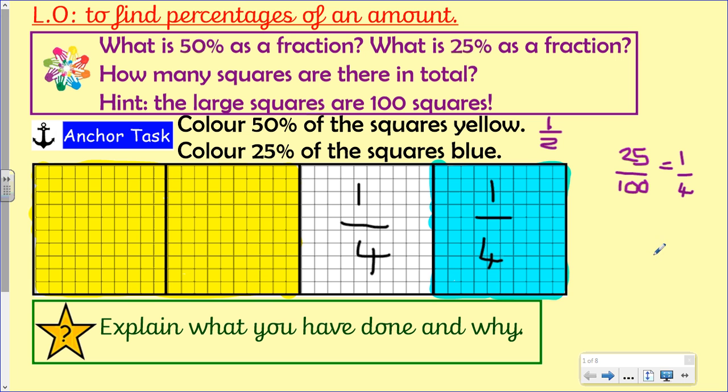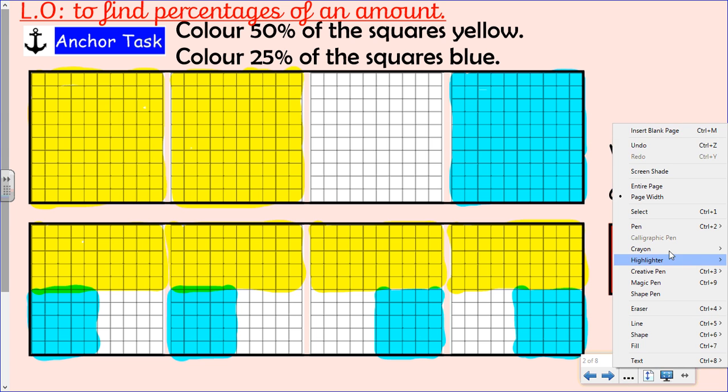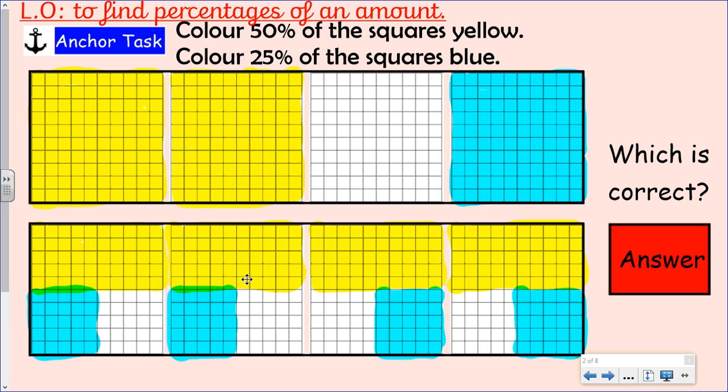Okay, on the next slide then, there's another example just to show you link to the anchor task. So this is actually the same way that I've just done it here. You could have coloured this one blue and left that one white. That would have been absolutely fine. So the question is really, is this way still okay? So it says which is correct. So we know this way is correct because this is the way that I did.